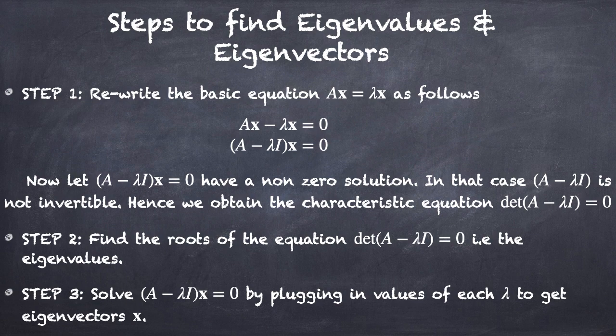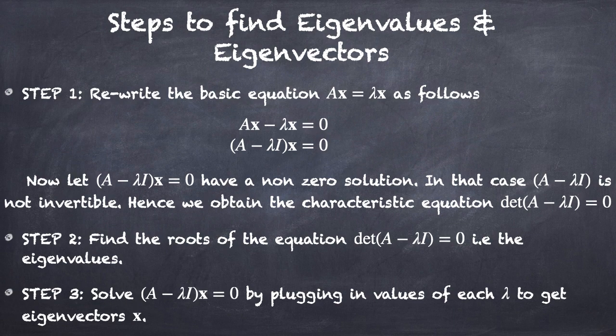So let's see what else could we do with this equation, right? So let us assume that (A minus lambda I) times x equals 0 has a non-zero solution, right? So that should tell you that A minus lambda I is not invertible. Hence, the determinant of A minus lambda I should be equal to 0. So this is something that we discussed in the earlier sections, I guess section 5.1 and 5.2. So if a matrix is not invertible, then its determinant is equal to 0. So hence we obtain the characteristic equation: determinant of A minus lambda I equals 0.